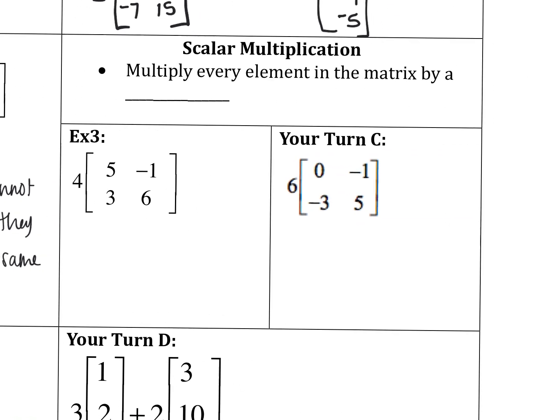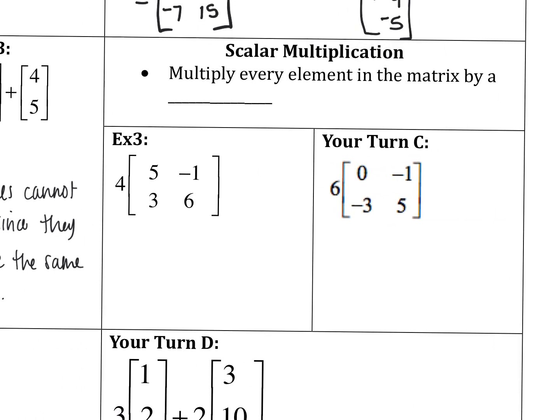Cool, so let's go to the next topic, which is scalar multiplication. Scalar multiplication just means that I can multiply a matrix by a scalar or by a constant, which is just a number. And when I multiply a matrix by a constant or by a scalar, I just need to make sure that every single element inside the matrix is also multiplied by that scalar.